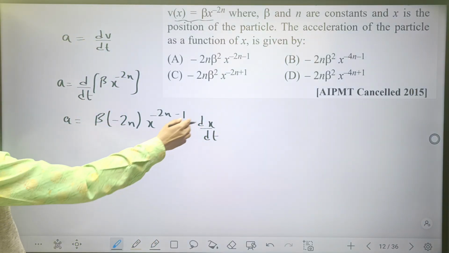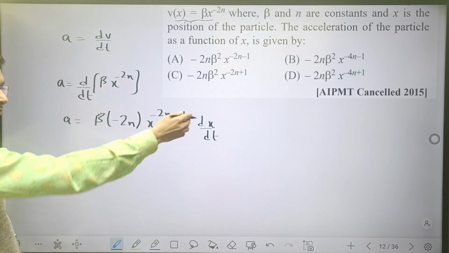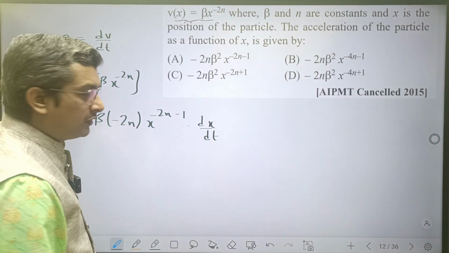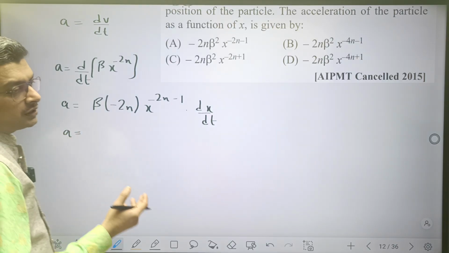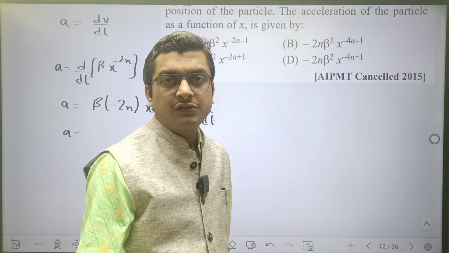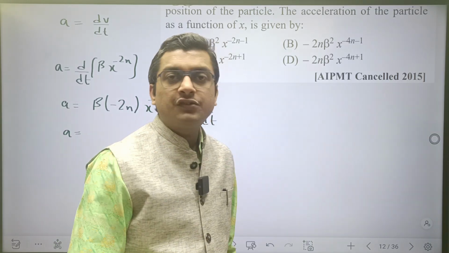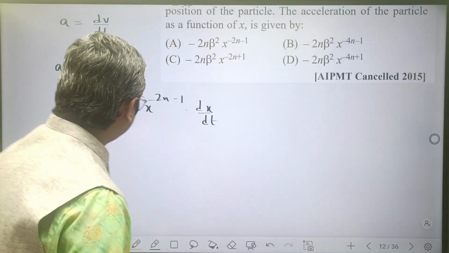Why do we have to put dx by dt? Because the function is in x and we have to differentiate it with respect to t. So this is the way we differentiate such kinds of expressions, isn't it? If it is not clear to you, then please go through the lecture on differentiation in the basic maths. You get that lecture in the playlist of this channel, that is NEET Crash Course 2026, isn't it?